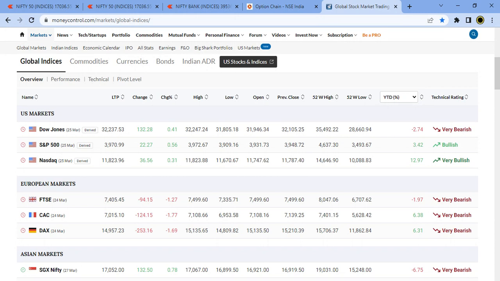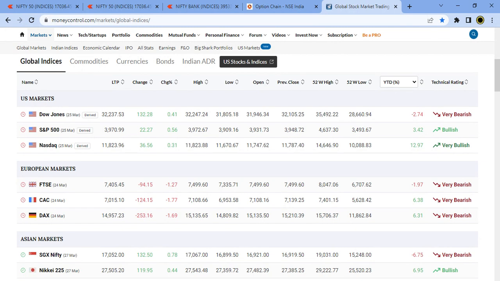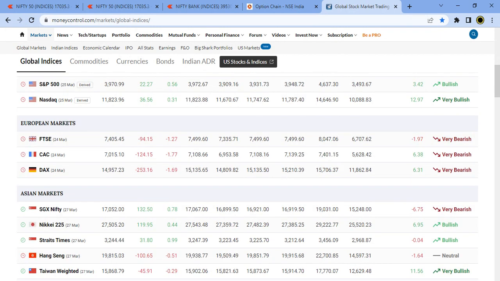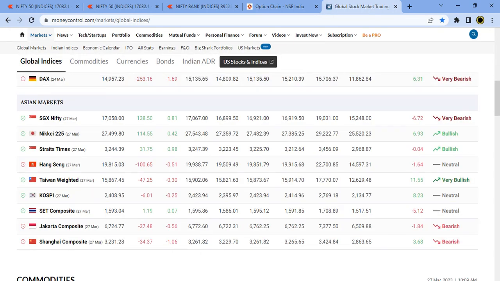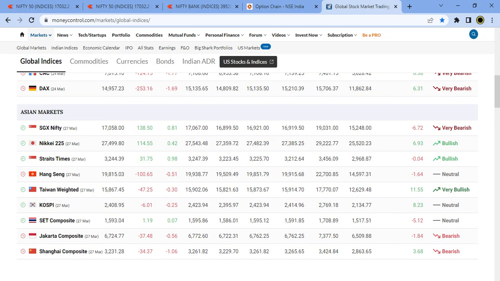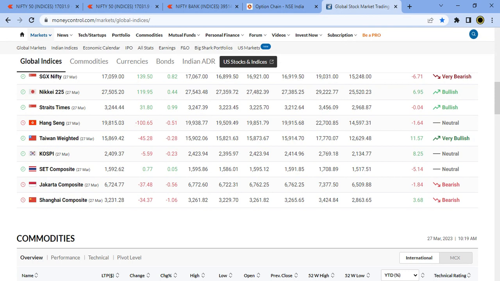US markets are in green. It's positively open. Dow Jones, S&P 500, and Nasdaq are in green. European markets are in red, which looks bearish. SGX Nifty is open positively, and all the Asian markets are in a mixed state. Some are positive, some are negative. Thus, major Indian indices are open positively, and it's in green.